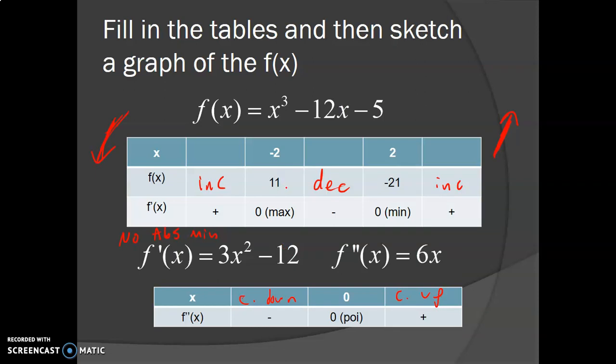So on the AP exam, a lot of times you'll have to justify whether a function is increasing or decreasing, or whether the slope is increasing or decreasing, and then you're talking about concavity. And you're going to use these tables to help organize your information. So just find the first and second derivative and find out when they're equal to 0.